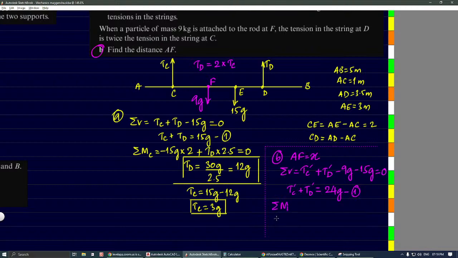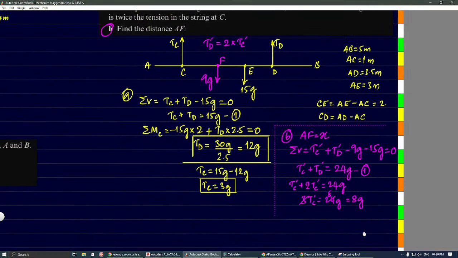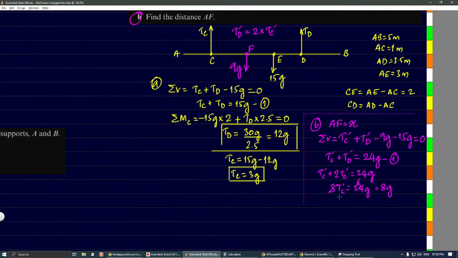Now let's go with moments. One minute, we didn't solve it completely. Here we know the relation between TD dash and TC dash. Let us substitute it. So TC dash plus 2 times TC dash equals 24g. We get 3 times TC dash equal to 24g. So 3 cancels, 3 8s are 24. That gives us 8g. So TC dash is 8g.